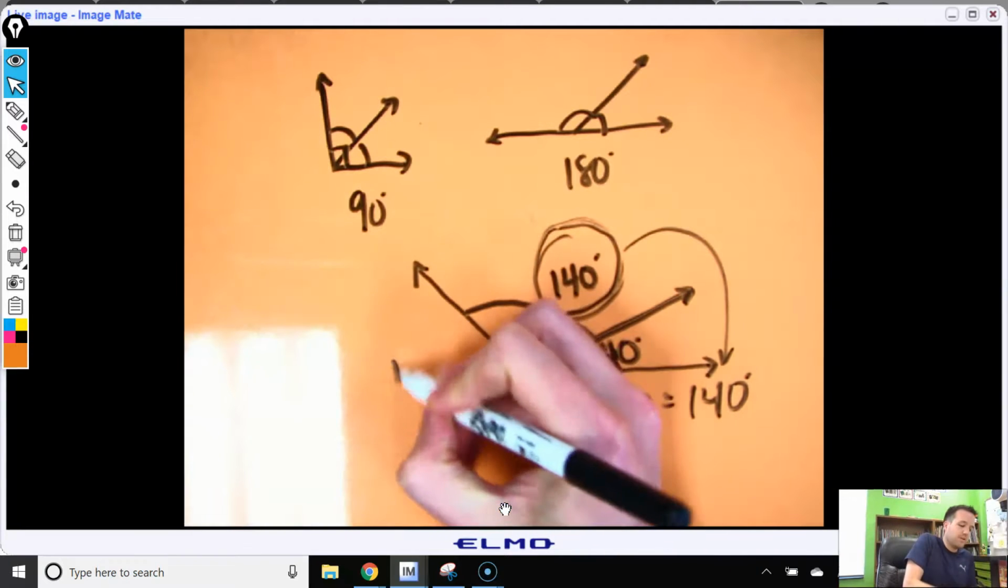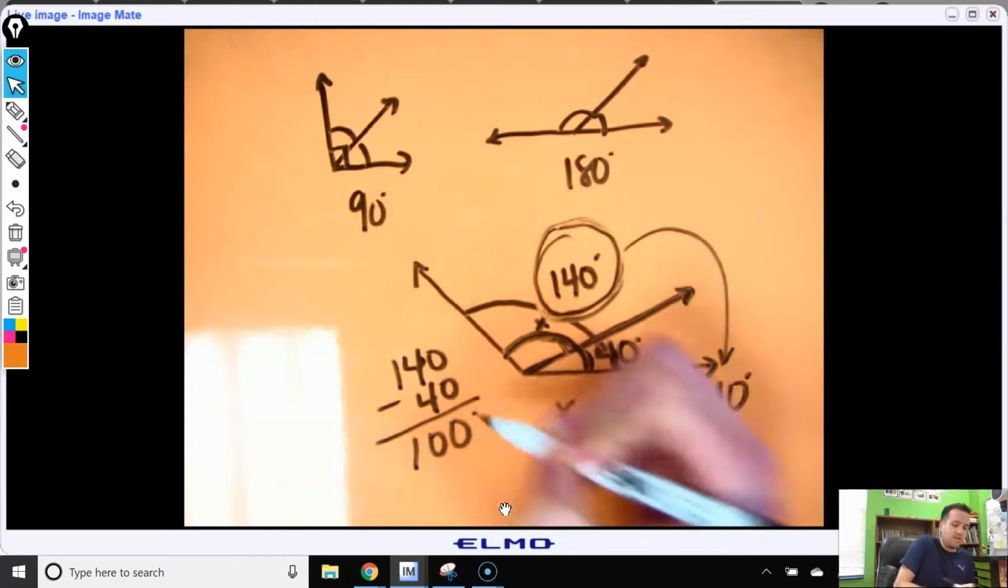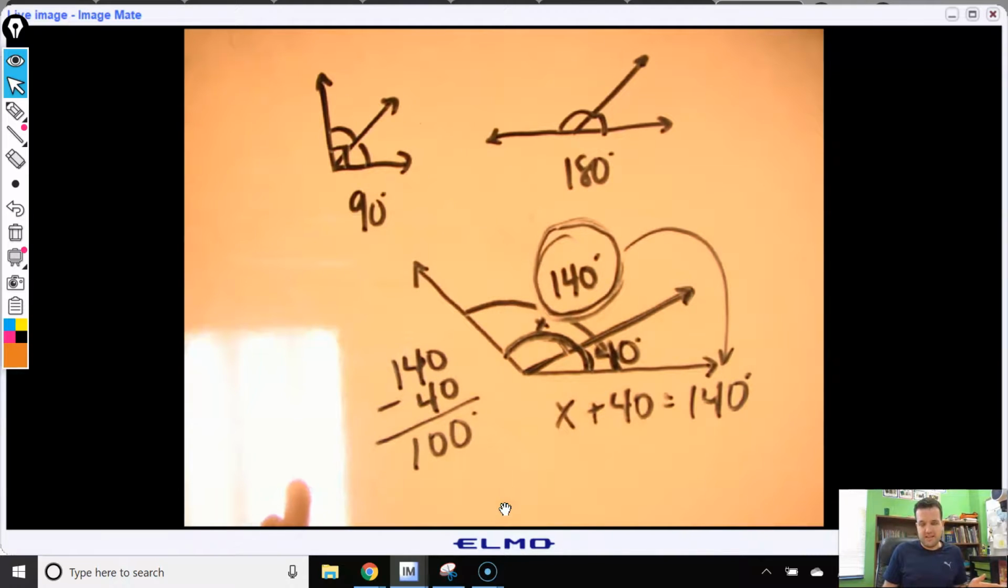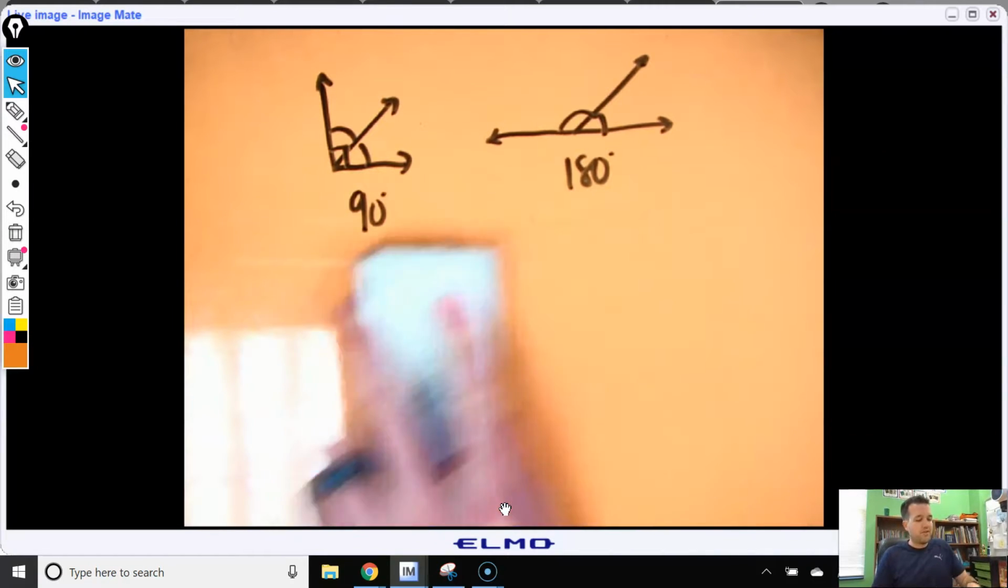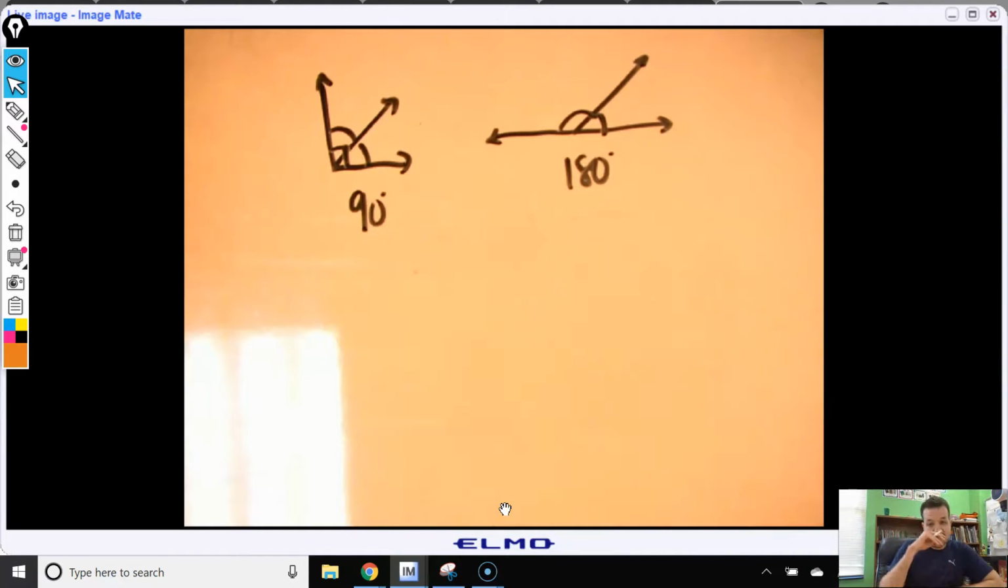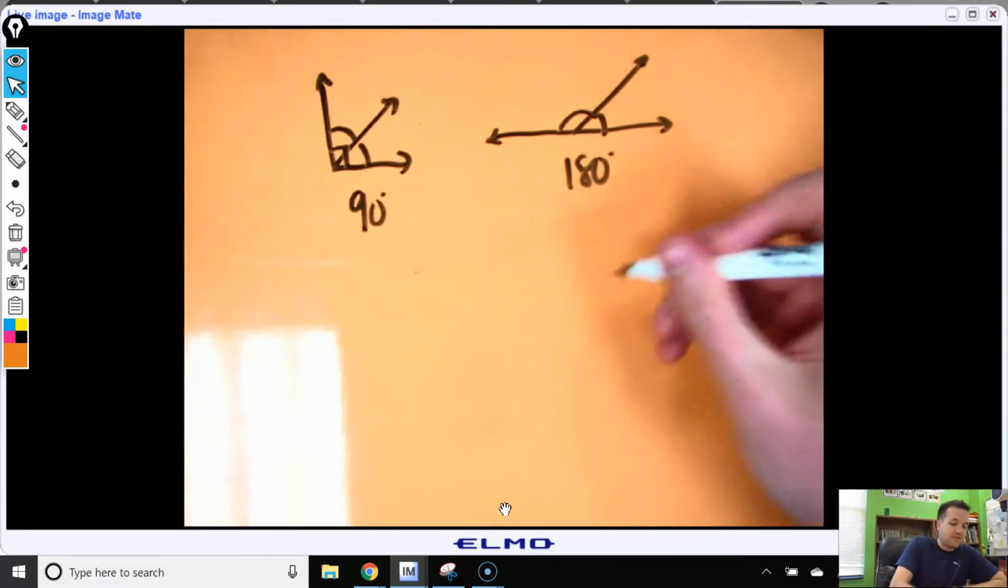So then you would do 140 minus 40 equals 100 degrees. Making sense? So angle X would be 100 degrees. Now that's how you would do it on an obtuse angle. I just want to show you really quick on an acute. And this is all going to play into your independent work. So I'm not just wasting your time or whatever. Please pay attention to this part.